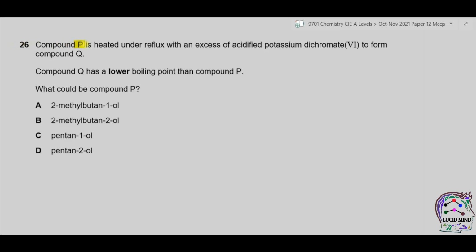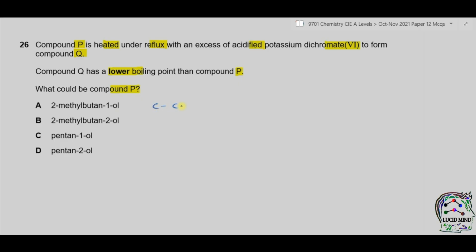Question 26. Compound P is heated under reflux with an excess of acidified potassium dichromate 6 to form compound Q. Compound Q has a lower boiling point than compound P. What could be compound P? First one is 2-methylbutan-1-ol.